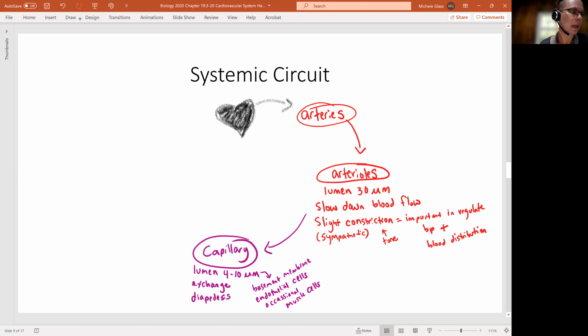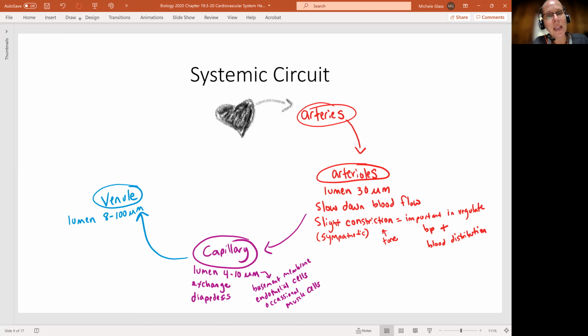And from the capillary, we move next into a venule. So a venule is sort of analogous to our arteriole, meaning that it's a small version of a vein. And when we talk about it being small, we're going to see it has a lumen or diameter of 8 to about 100. So there's a lot of variation there, 8 to 100 micrometers.